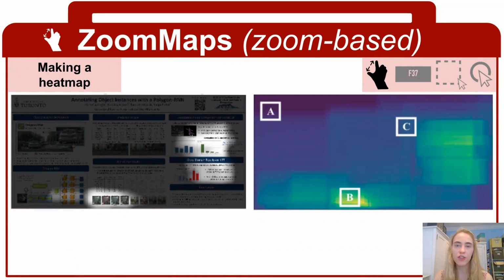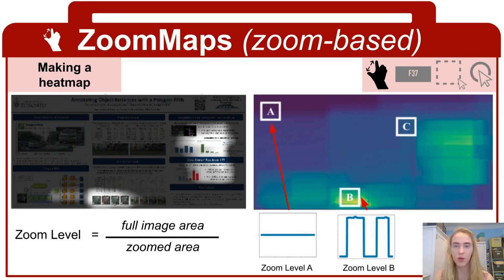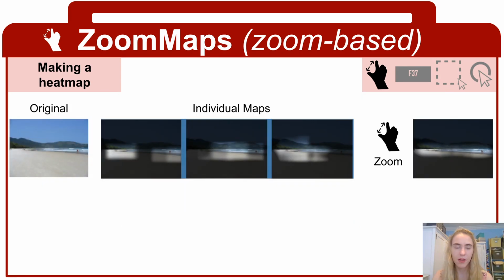We can then convert the zoomed viewport data into an attention heat map as follows. For each pixel, we take the average zoom level over the viewing duration, where the zoom level is defined as the full image area over the zoomed area. So a pixel that is viewed up close, like pixel B, will have a higher heat map value than one that is only viewed while zoomed out, like pixel A. Thus, we get a measure of where the viewer spent the most time looking in the most detail. We can then combine the viewport data gathered from multiple individuals to obtain a zoom map.